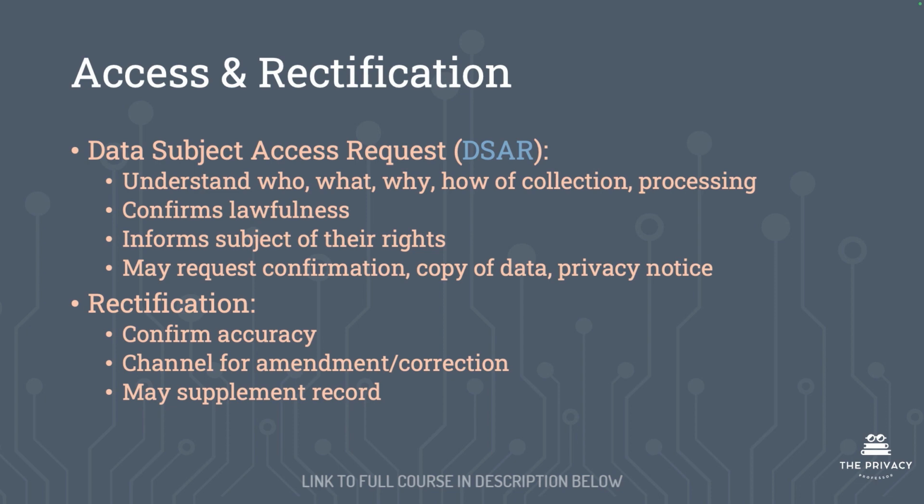And data subjects may also use this access request to request confirmation, a copy of their data, and a privacy notice. With regards to rectification, this is confirming accuracy. This provides a channel for data subjects to request amendment and correction. And through this mechanism, data subjects may also supplement a record.